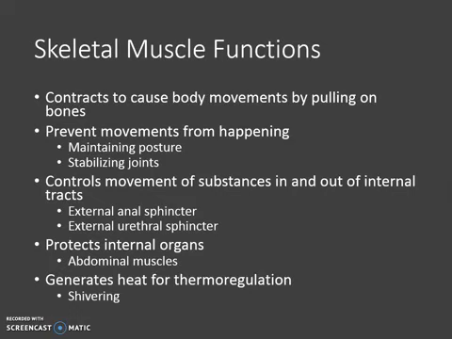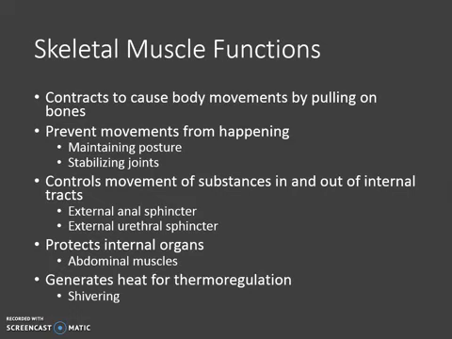Some skeletal muscles can control the movement of substances in and out of internal tracts. Some examples are the external anal sphincter. The external anal sphincter is a circular band of skeletal muscle that allows you to voluntarily decide when you're ready to release feces from the large intestine. So when you poop, you can voluntarily open up that external anal sphincter in order to allow yourself to poop in a proper location.